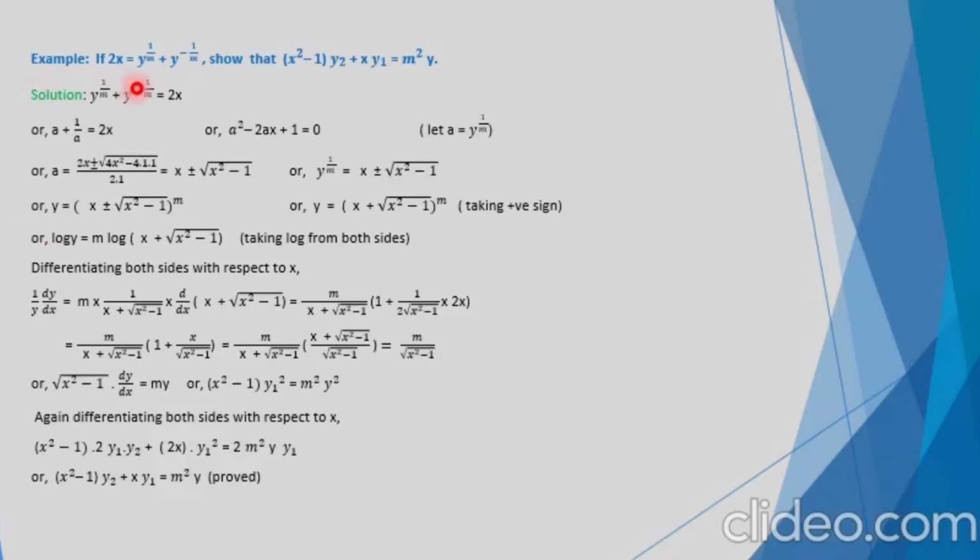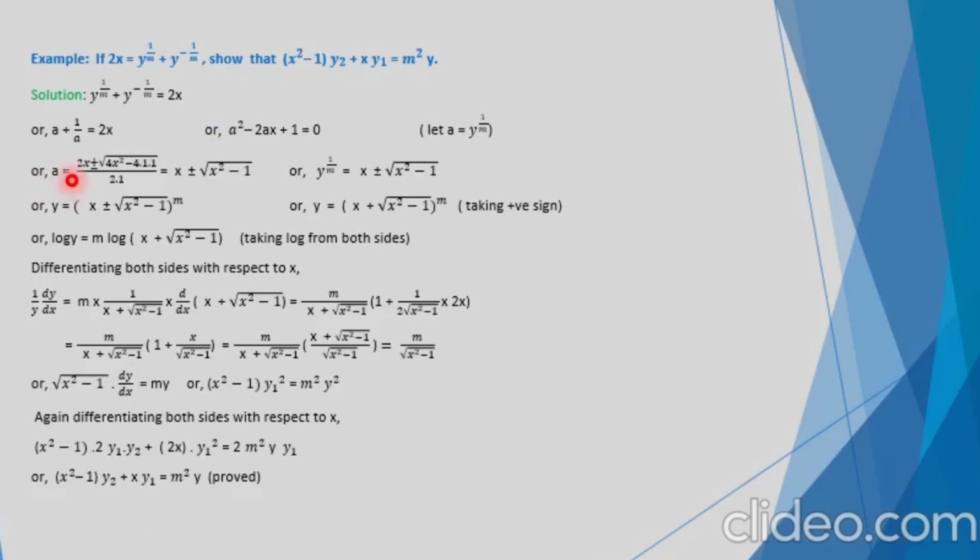In this example, we assume y to the power 1 by m as a. Therefore, y to the power 1 by m plus y to the power minus 1 by m equals 2x. It will be a plus 1 by a equals 2x, that is a square minus 2xa plus 1 equals 0.